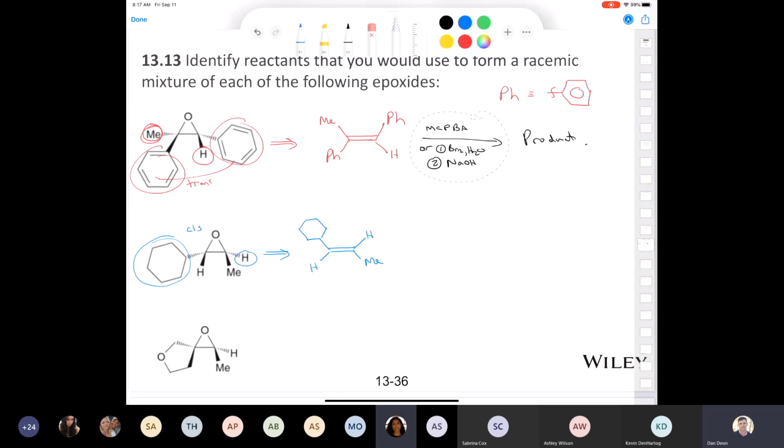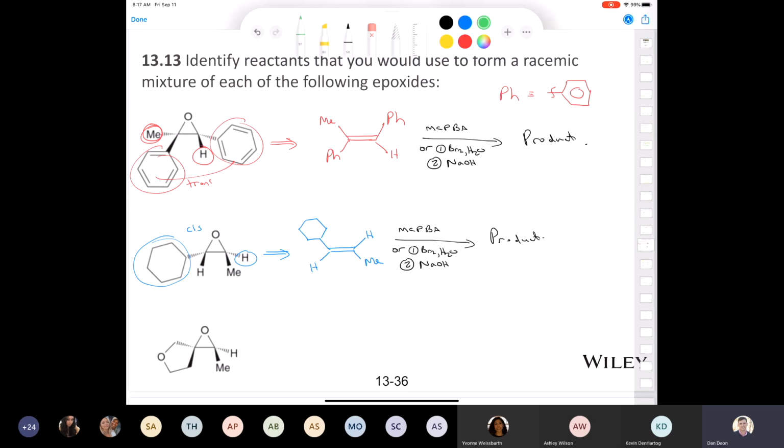Mr. Dion? Yep, go ahead. For the first one, do we have to draw out the racemic mixture, or is it just assumed? No, it just says assume that you get a racemic mixture. Oh, okay. So you don't have to draw both. Yeah, and the same thing applies here. You would use the same conditions. Either set of conditions works, and you get the product.